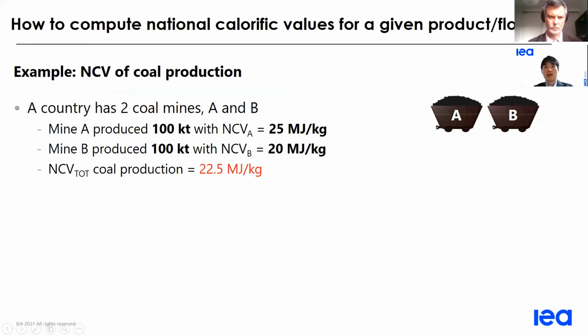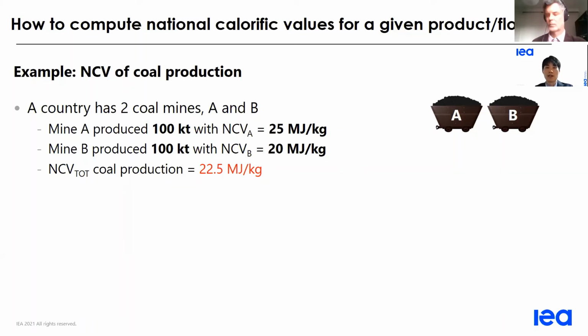I'd like to introduce one example here to calculate the NCV, the net calorific value of coal production. So here's one simple case. One country has two coal mines, A and B, and both coal mines produce the same amount of coal, but with different calorific values. How do you calculate the total calorific value of the coal production in this country? The calculation is simple in this case. We can simply average those two, which leads us to 22.5 megajoule per kilogram.